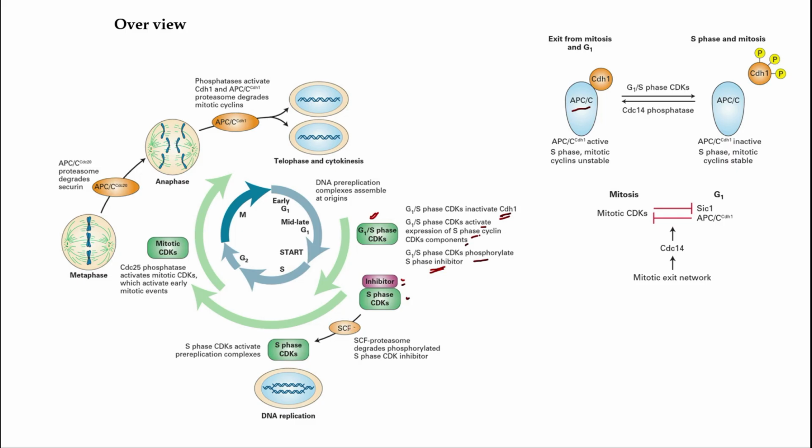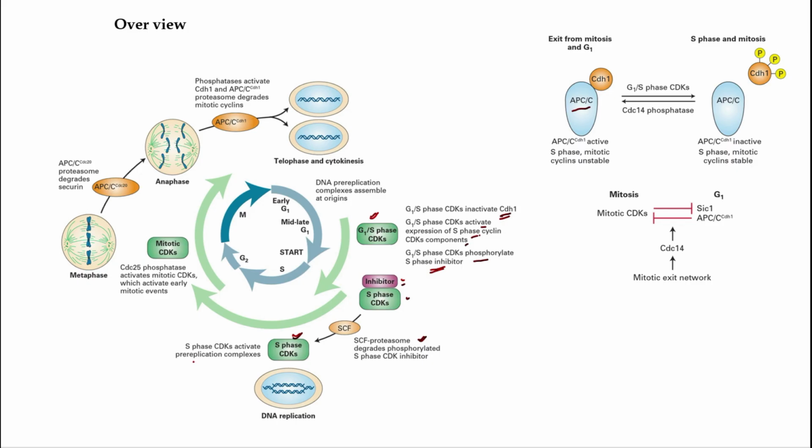How is it removed? The SCF, known as the SCF proteasome, has a ubiquitination property. It degrades the phosphorylated S phase CDK inhibitor. So what happens? The G1/S phase CDK phosphorylates this inhibitor, and now the inhibitor is activated, meaning it is inhibiting the S phase CDK. When the cell enters the S phase, the proteasome complex known as SCF degrades this inhibitor. So now the S phase CDK is activated, and the inhibitor is no longer inhibiting it.